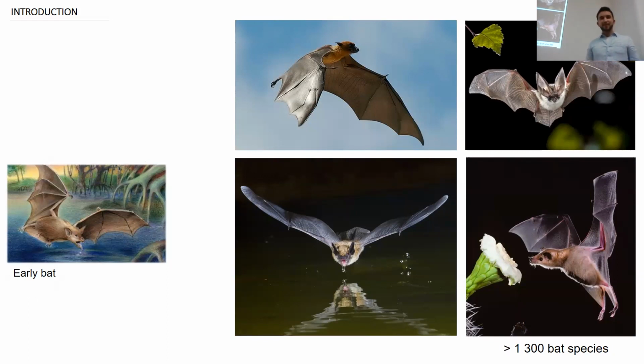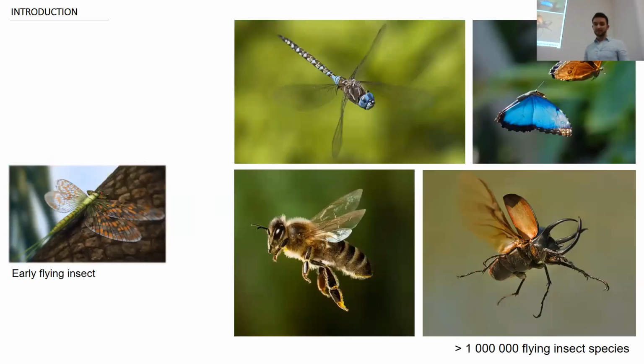But the largest adaptive radiation associated with the evolution of flight occurred in insects. There are more than 1 million flying species of insects, and they have evolved a huge diversity of flight behaviors and morphology in association with their large ecological diversity. So in my thesis, I tried to understand how flight behaviors evolve and diversify.